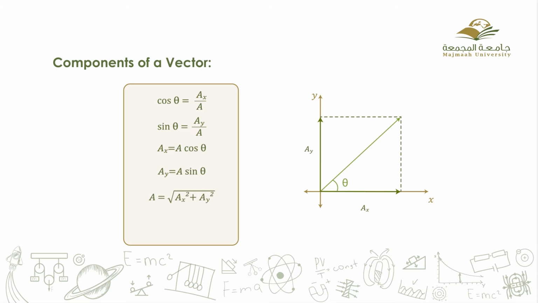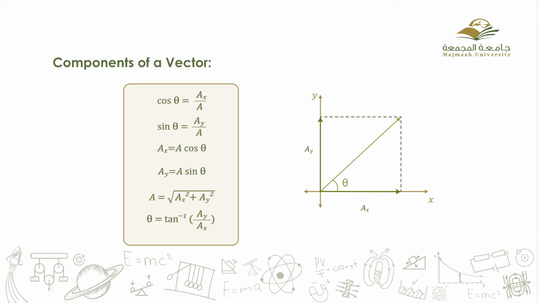Okay, A will be equal to the square root of AX squared plus AY squared, as we found before. The angle theta is the angle of direction of the vector. It will be equal to tan to the power negative 1 of AY divided by AX. So it will be tan to the power negative 1 of 4 divided by 3. You can find it easily by using your calculator. These are the components of a vector.